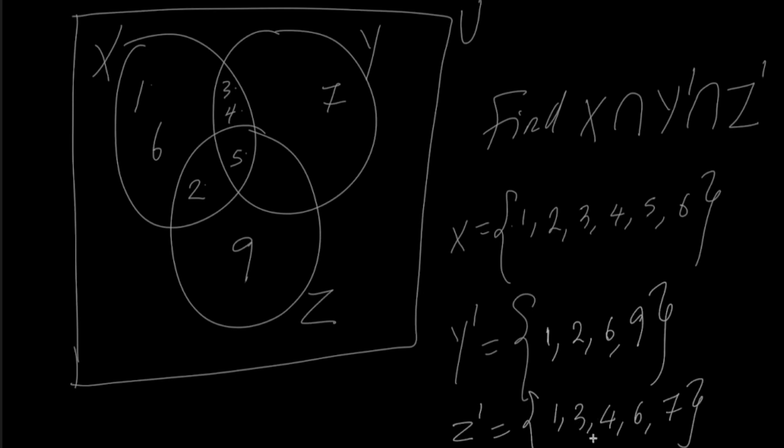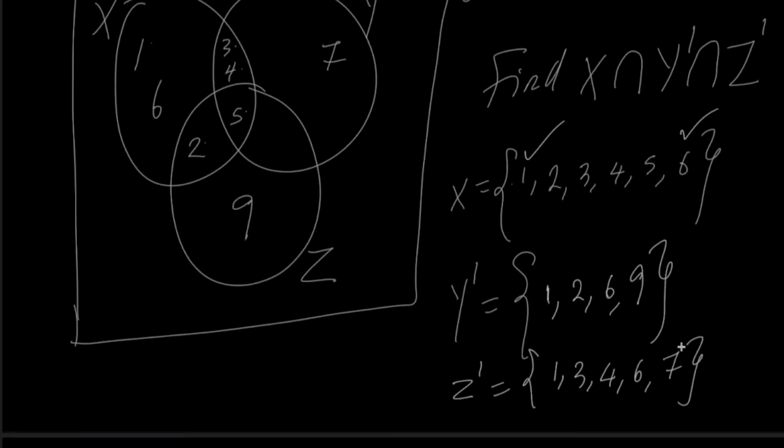We are asked to find the intersect of all these. 1 is common, 2 is not, 3 is not, 4 is not, 6 is another one. So we can easily say X intersect complement of Y intersect complement of Z is equal to 1 and 6.